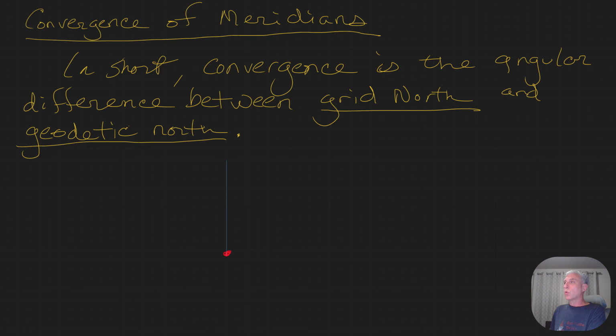But geodetic north would actually be this curved line, and the azimuth, and we could draw a tangent there, right? So that's tangent to that curve. This angle is known as convergence. We usually call convergence gamma. So gamma is convergence of meridians.